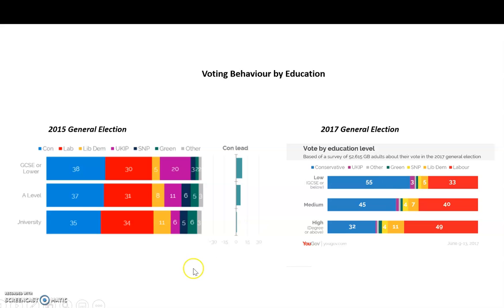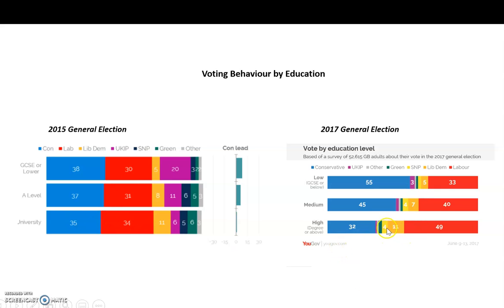Therefore, that group were the ones that basically had a large percent voted for Brexit. Those who had A levels, interestingly, 2015 was 37-31 for the two main parties. Assume that is what medium is on this right hand side table for 2017. Again, A levels and no higher tended to vote more Conservative than Labour, but not by a massive amount. And those with university degrees, 2015, 35-34. So even Stevens really between the two main parties.